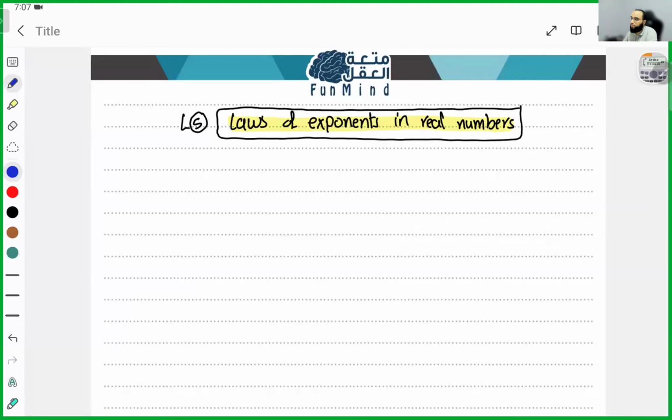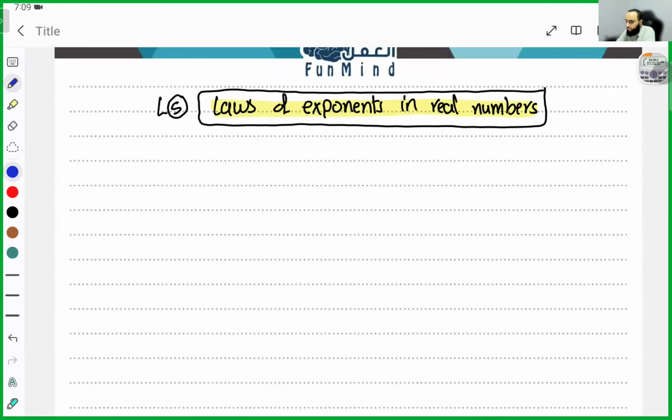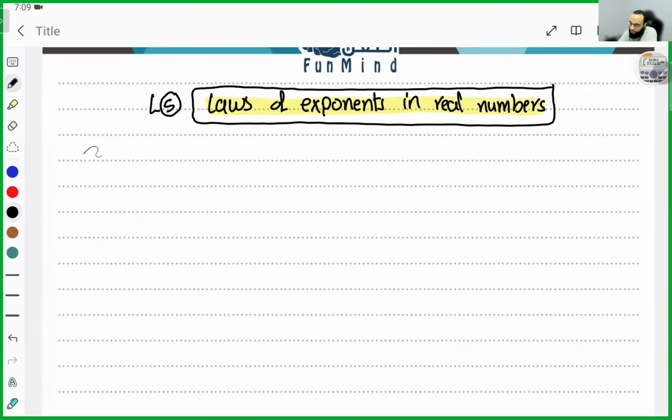Please start your video. So our lesson today is about laws of exponents in real numbers. We studied a bit about the laws of exponents before. We studied, firstly, something called repeated multiplication. So what is the meaning of repeated multiplication?